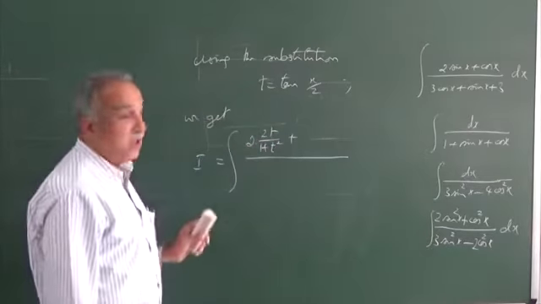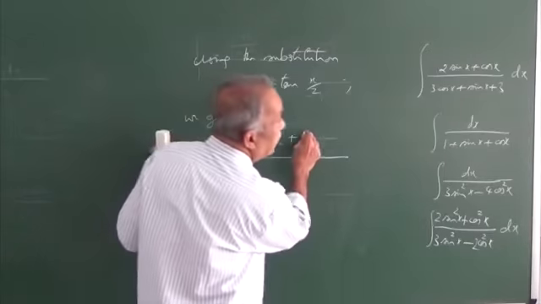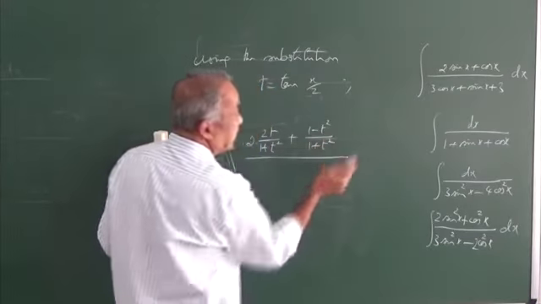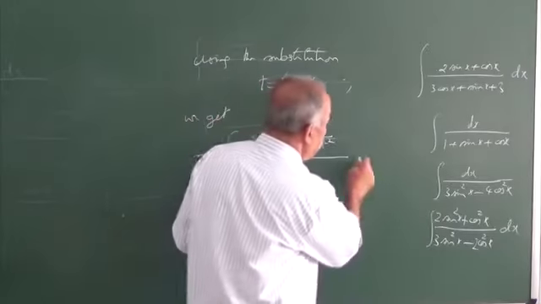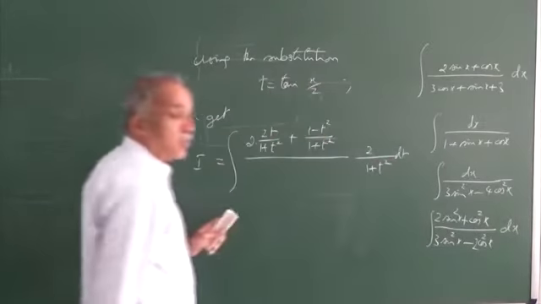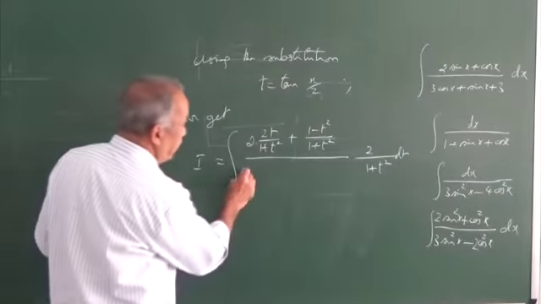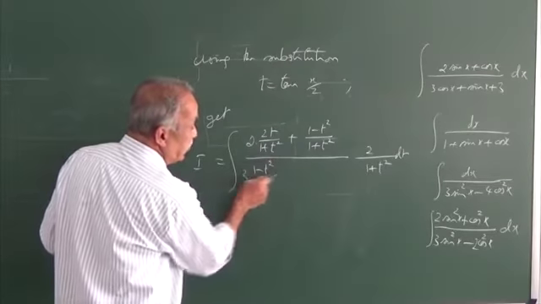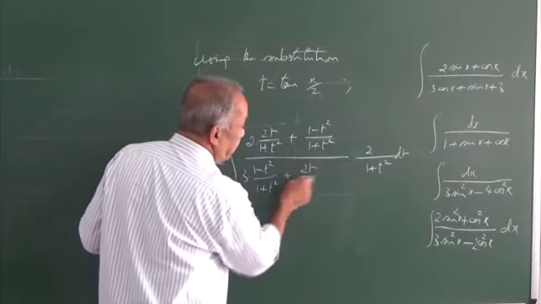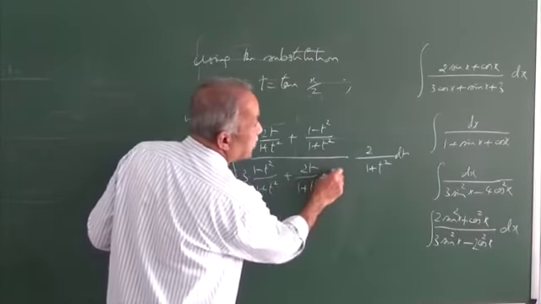Sin x replacement is 2t by 1 plus t square, cos x replacement is 1 minus t square by 1 plus t square, dx replacement is 2 dt by 1 plus t square. Denominator: 3 cos x, 3 into 1 minus t square by 1 plus t square, plus sin x, 2t by 1 plus t square, plus 3.